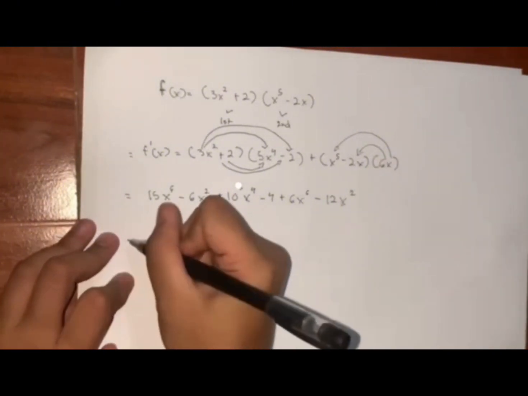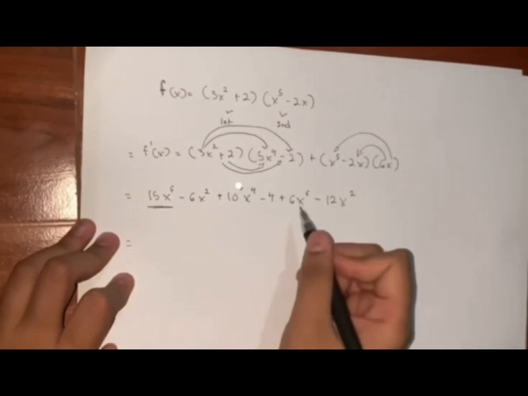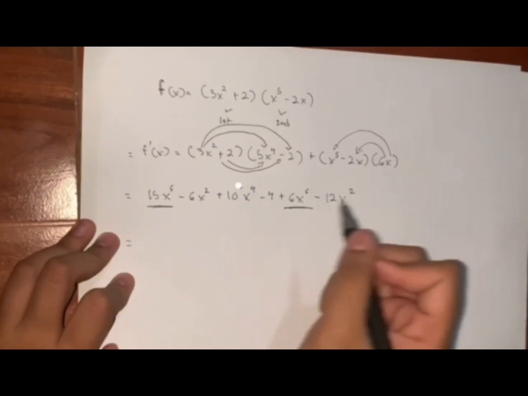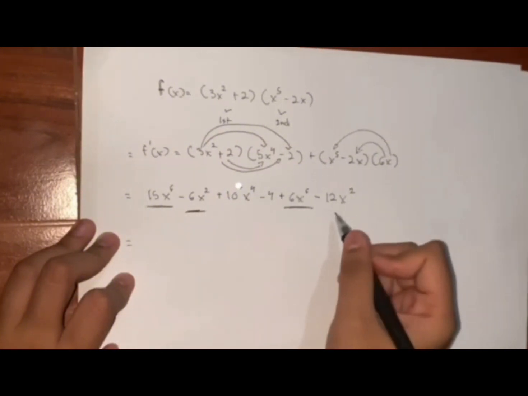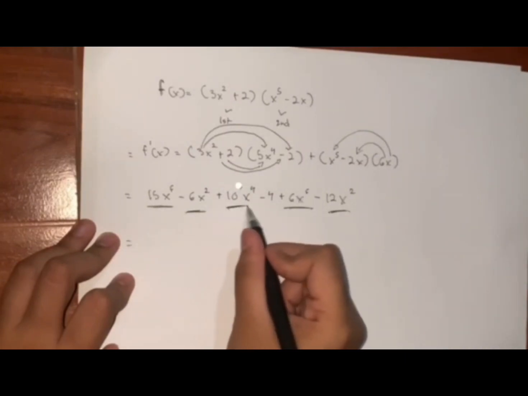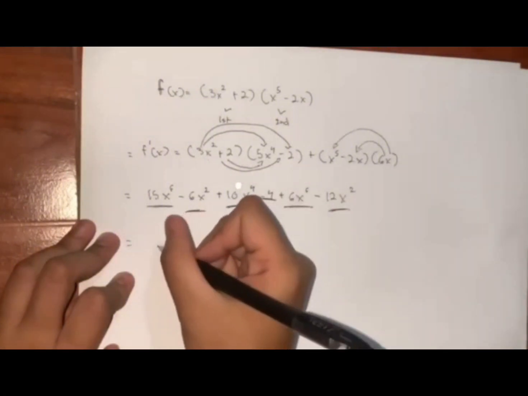The next step is to combine like terms. So we have an x to the sixth here and then x to the sixth here. You have an x squared term here and an x squared term here. And we have an x to the fourth term here and the minus 4 here. So let's go ahead and combine our like terms.